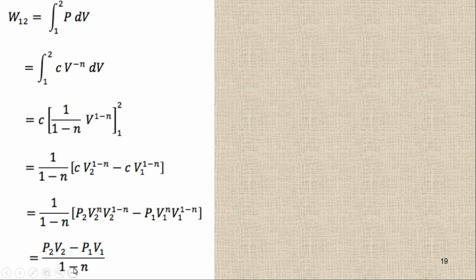But let's suppose I have a value of 1 for n, so it will be 1 minus 1, which is 0, and something upon 0 will be infinity. It means I cannot use this formula for the isothermal process, because n equal to 1 is for the isothermal process. So in any case, if we have an isothermal process, then this formula is not valid. For the isothermal process, I have to use the basic formula, which is P1 V1 ln(V2 upon V1). So this is the boundary work for the polytropic process.